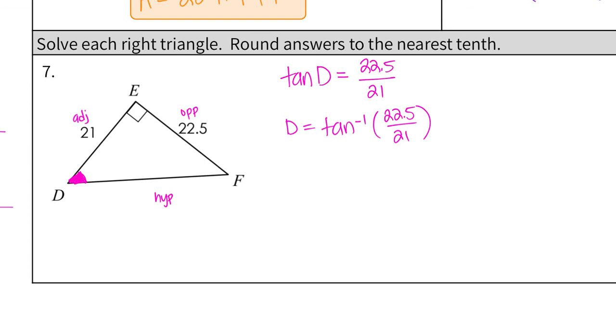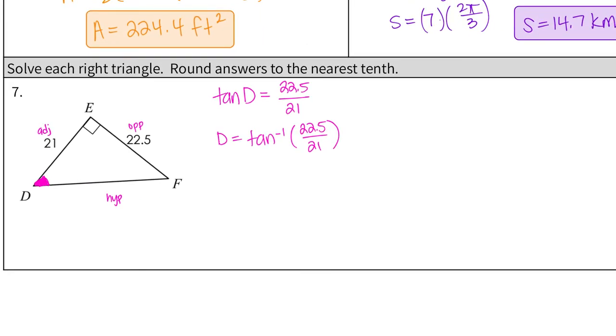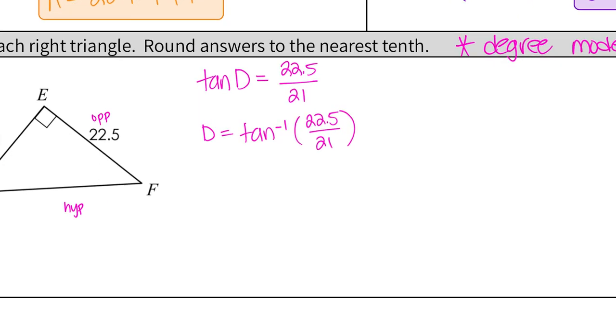Now, make sure, I probably should have said this at the beginning, that your calculator is in degree mode, because we want to get the measurements of these angles in degrees. Okay, so now let me type that in, and I get that angle D is 47 degrees.